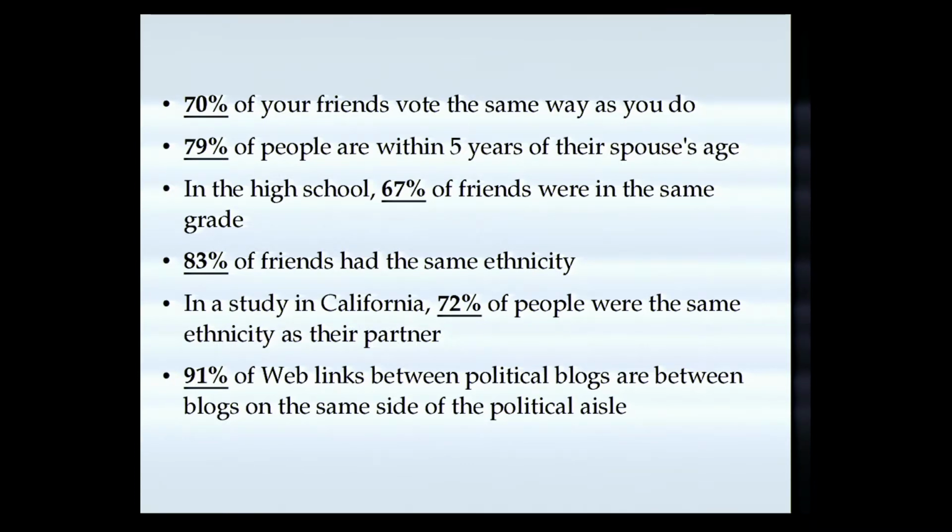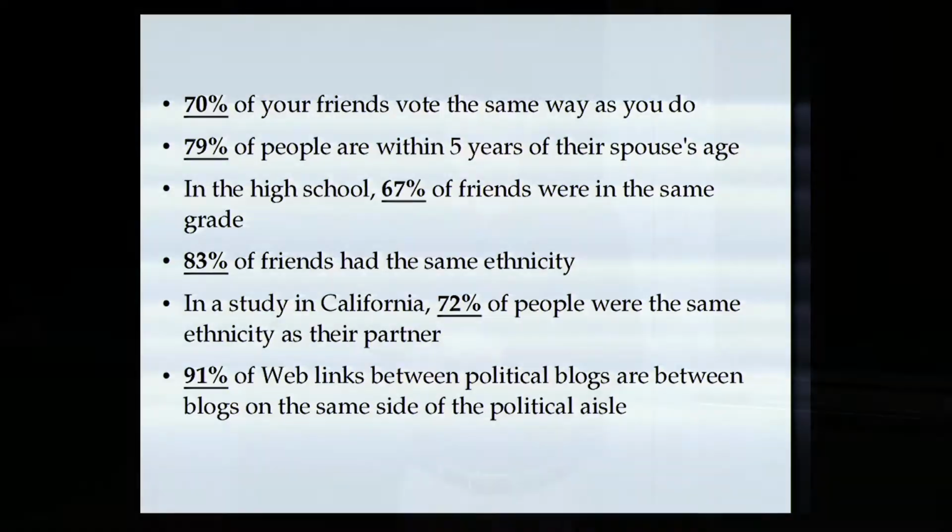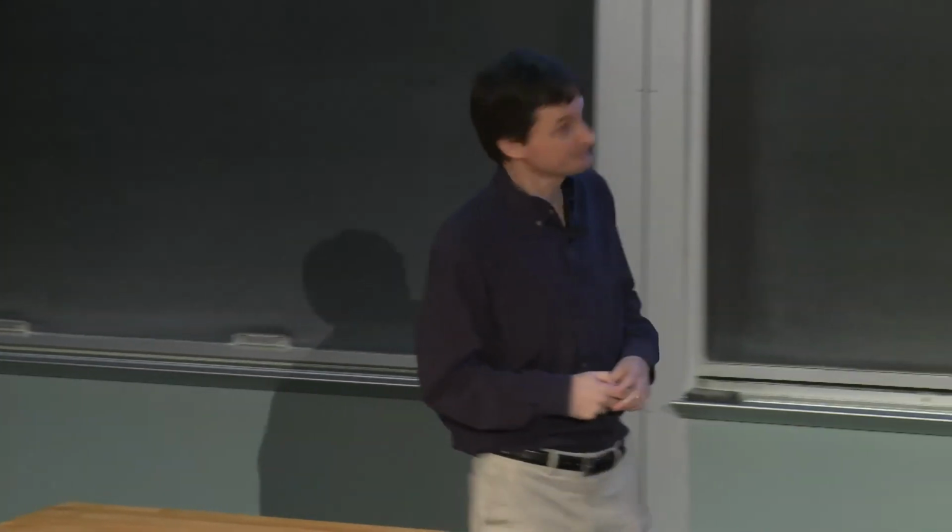Or here's a non-social network example from the World Wide Web. If you look at weblogs, blogs about politics, you find that almost all of the links between blogs are between blogs that have the same political persuasion. Between liberal blogs and other liberal blogs, or conservative blogs and other conservative blogs. Very few links from a liberal blog to a conservative blog, or vice versa.